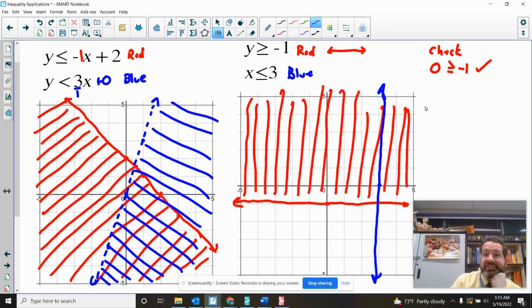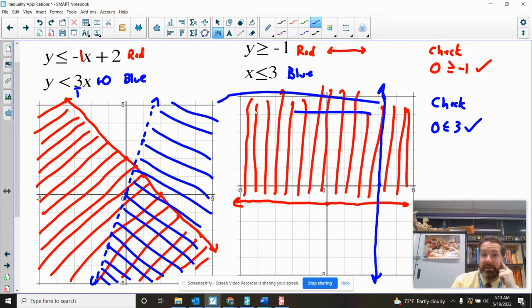Now let's do again a test check. I want to see whether I should be shading to the left side or to the right side. I'm going to use 0, 0 as my checkpoint. Put a 0 in for the x. I would put a 0 in for the y if there was a y, but there isn't. So is this true? Is 0 less than 3? Yes, it is. So this point is a solution. Therefore, all the points over here are solutions.